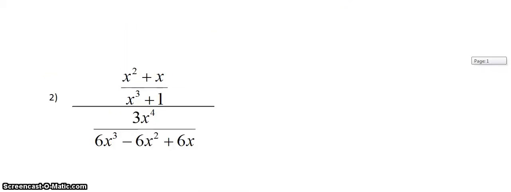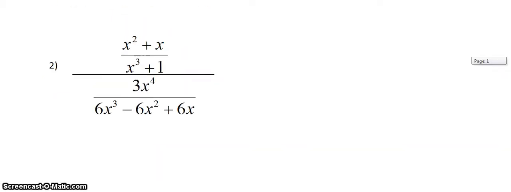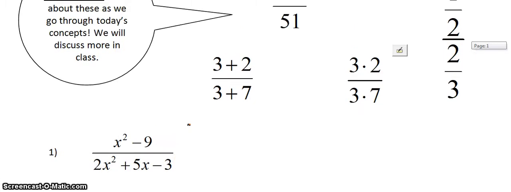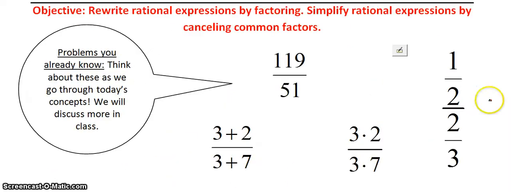This and this and this, all these problems are examples of rational expressions. So basically it's just some sort of fraction with the numerator and denominator being polynomials. That's a definition you may want to write down, although I'm not. Now the reason I have all these number fractions here is because the rules of simplifying rational expressions are the same as the rules of simplifying any regular old fraction.